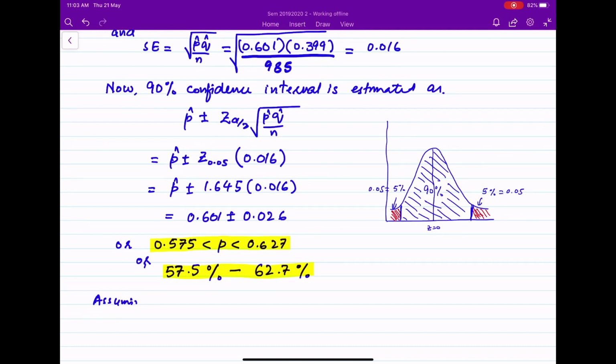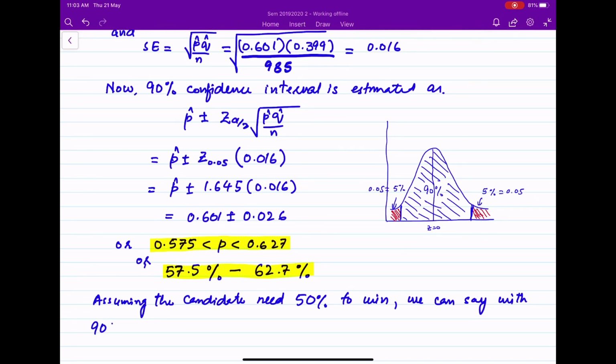Now if we assume that the candidate needs 50% of votes to win the election, our 90% confidence interval says that it is within 57.5 and 62.7, which means that we can say with 90% confidence that the candidate of political party A is going to win the election. This is our conclusion based on the given data.